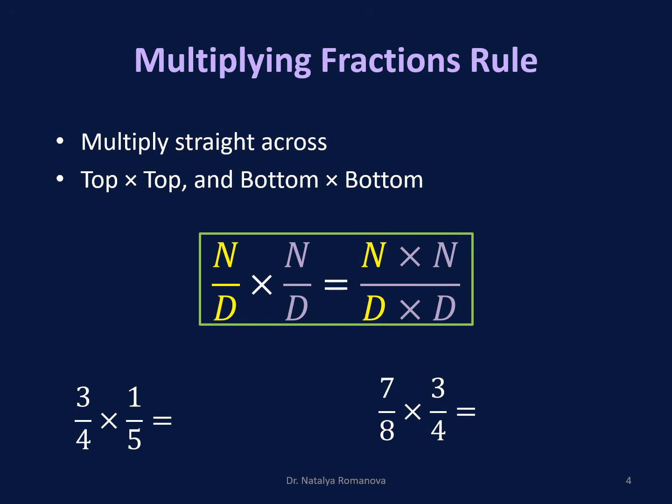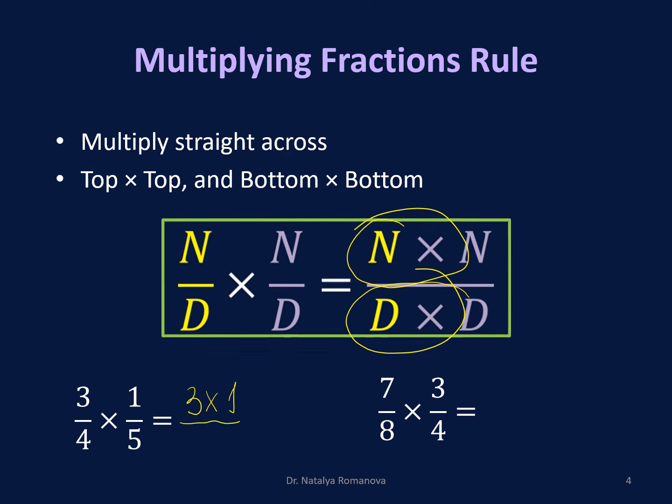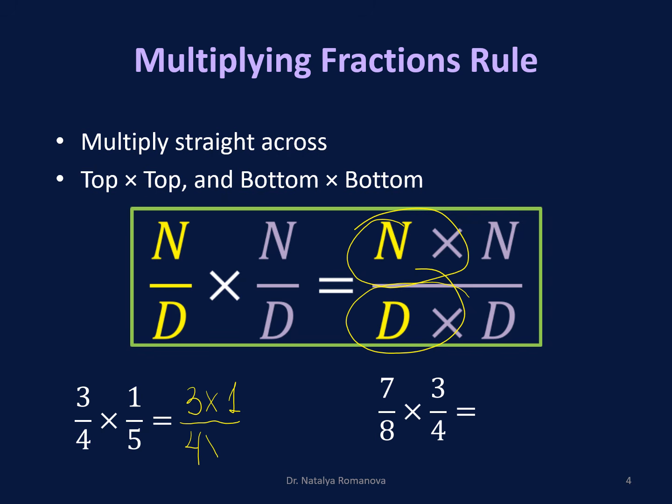To multiply fractions, multiply the numerators together and the denominators together. For example, 3 over 4 multiplied by 1 over 5. We multiply numerators 3 times 1 and multiply denominators 4 times 5, which equals 3 over 20. The second example, 7 eighths multiplied by 3 fourths. We multiply numerators and we multiply denominators together. We have 21 over 32.